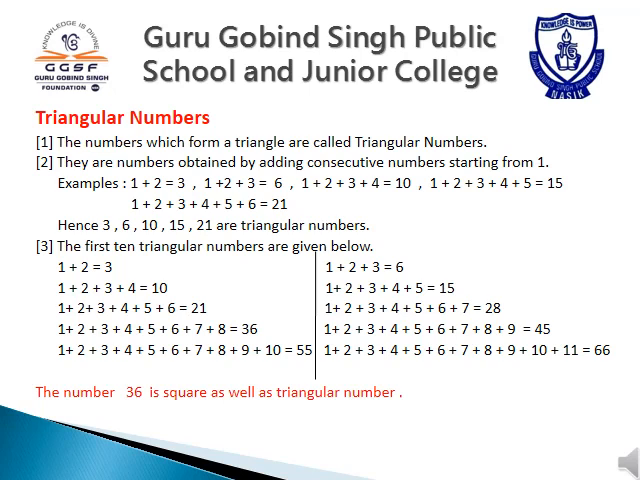Here I have given the first 10 triangular numbers. You can see that the number 36 is a square as well as a triangular number.